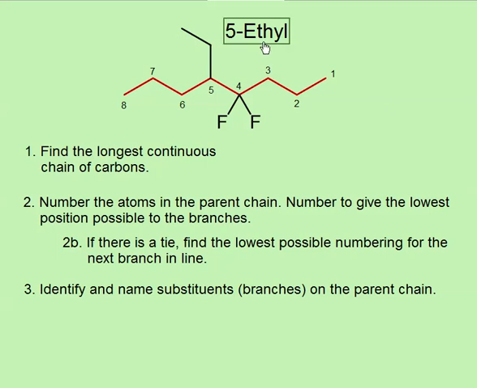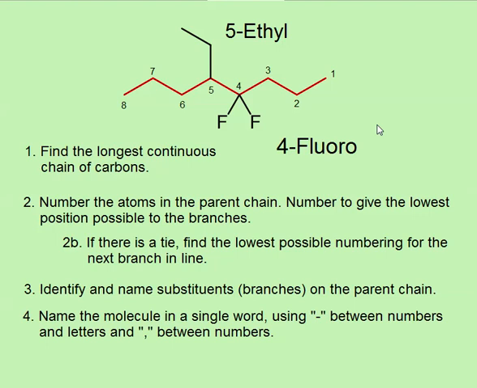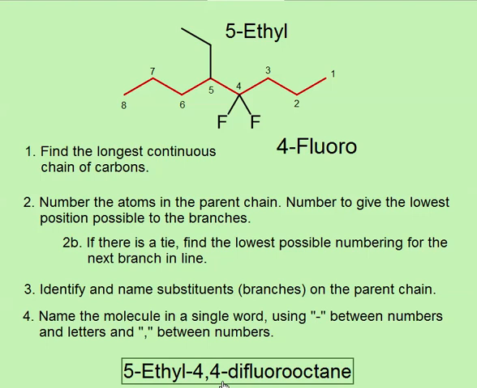So 5-ethyl, and then with fluorine atoms on carbon number 4, we change the name ending to O by taking off the INE, so it becomes 4-fluoro, I should say correctly. And then put the whole thing together to give us a name. It becomes 5-ethyl 4,4-difluoro, because there's two of them, octane.